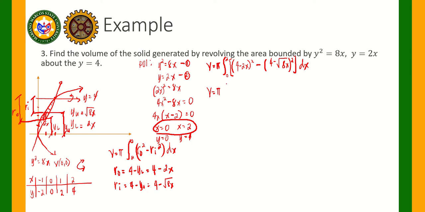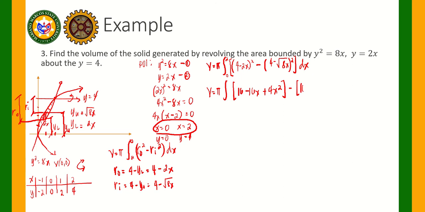This is equal to pi times the integral of, expand natin siya. This is equal to 16 minus 4x plus 4x squared. Okay, tama? This is wrong. This part, dito sa second term natin. Kasi 4 pala to, hindi pala siya 1. So, 4 times 2x, that will be 16x plus 4x squared. So, tama na to. And then, minus, expand din natin to.